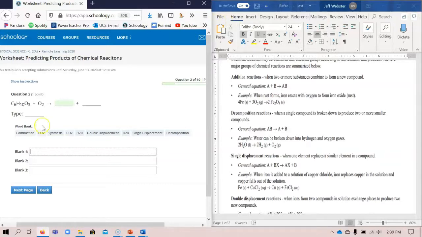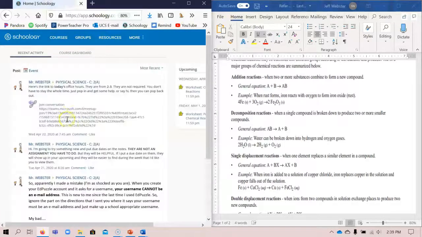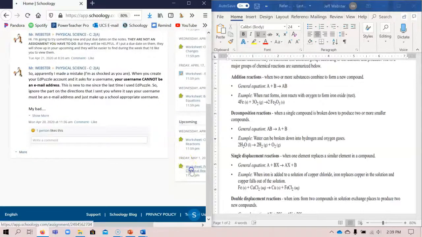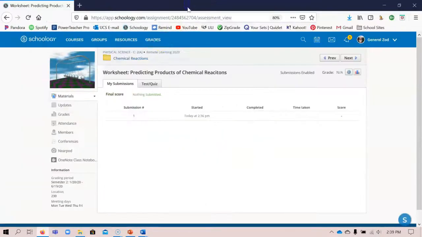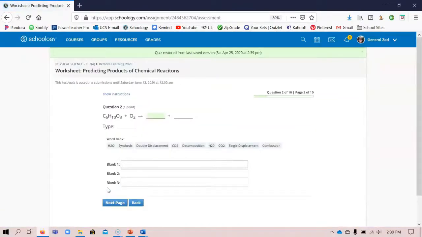Just make sure that when you go back to your test, I'll show you here. I can leave my page. When you go back in, please make sure that when you go to the test/quiz, you select resume. If you say start new attempt, it takes away that first attempt. It says that you finished that first attempt, so now you only have 2 left instead of the original 3. So you want to make sure that you select resume when you go back in.